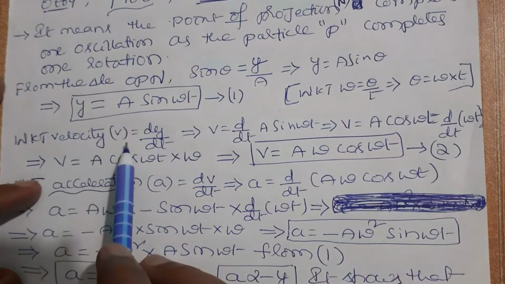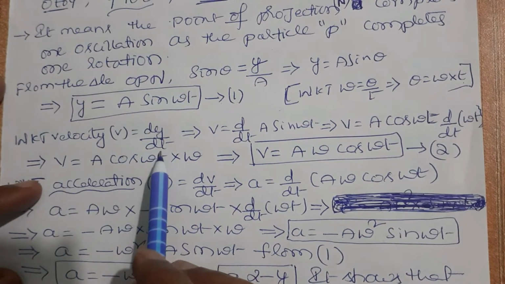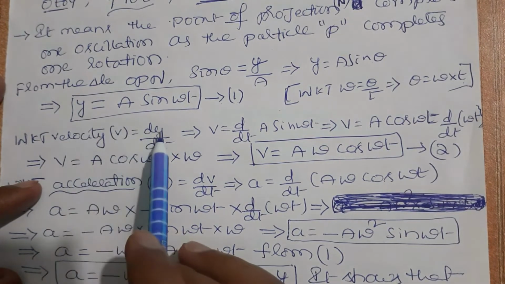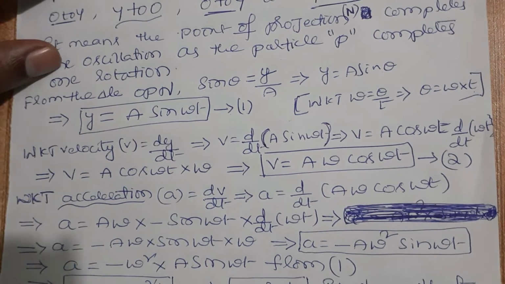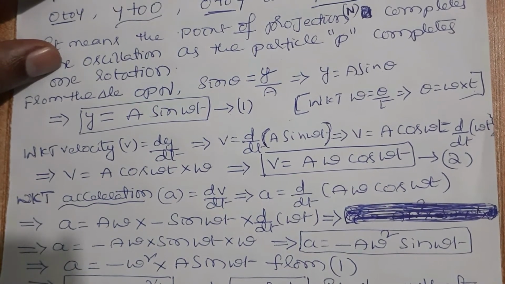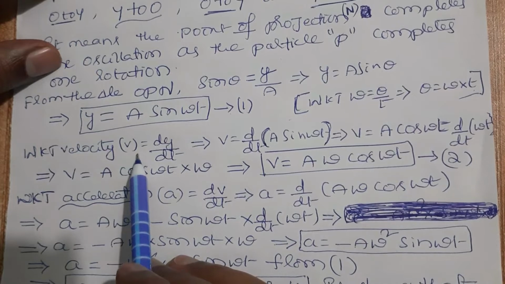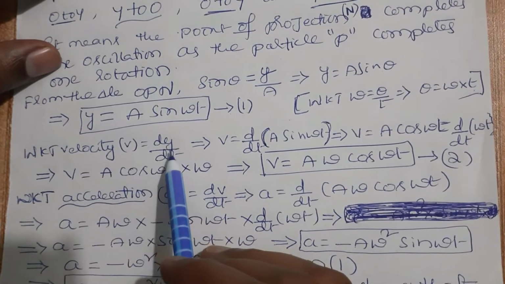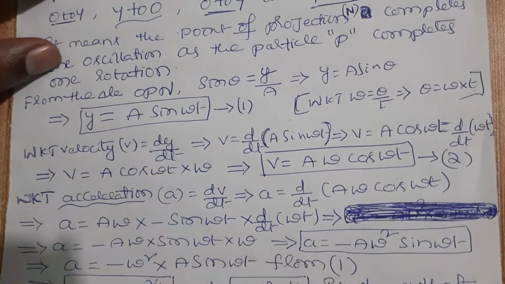It is equation 1. Now we know that velocity v is equal to the rate of change of displacement. Displacement is y, and we know that the rate of change of displacement is called velocity, students. So velocity v is equal to dy by dt.